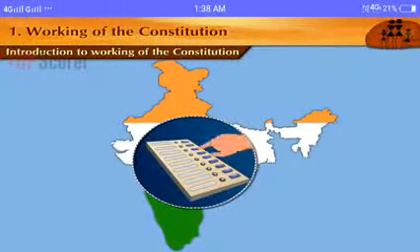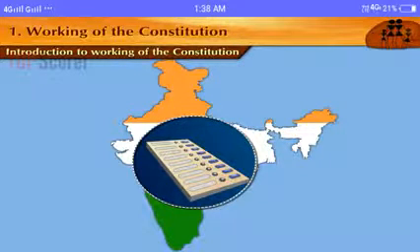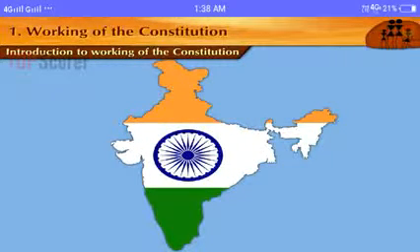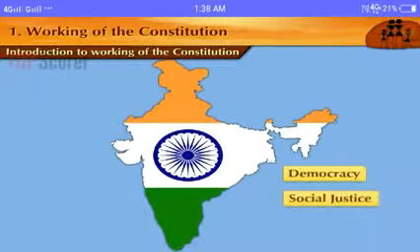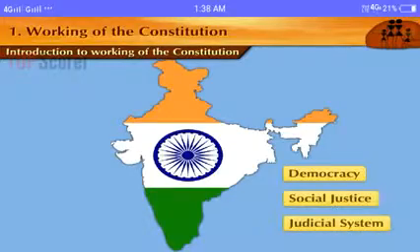Now, with no further ado, let me help you take a look at the widening nature of the Indian democracy, important changes that have taken place in its political process, and the steps taken to establish social justice and equality. While doing so, we shall primarily focus on the following three aspects, namely democracy, social justice, and judicial system.